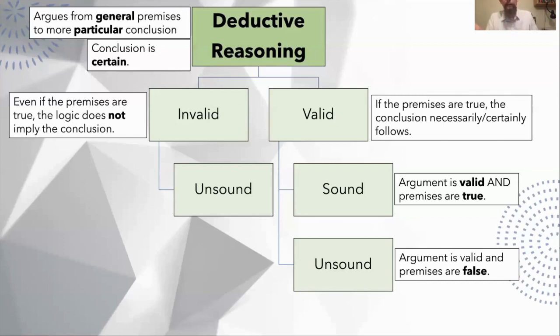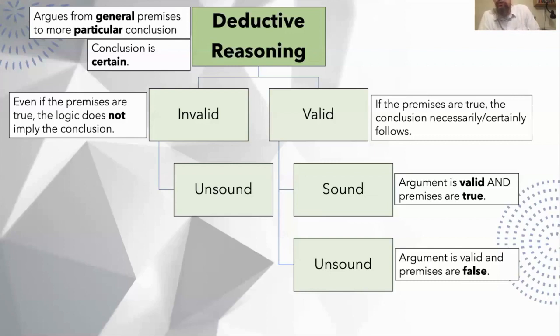However, a valid deductive argument means that if the premises are true, then the conclusion necessarily and certainly follows. If the premises are true in a valid argument, the conclusion will necessarily follow. And that's what I mean by the conclusion is certain. Now, you can have a valid argument where the premises are not true. And we'll look at one of those in a minute.